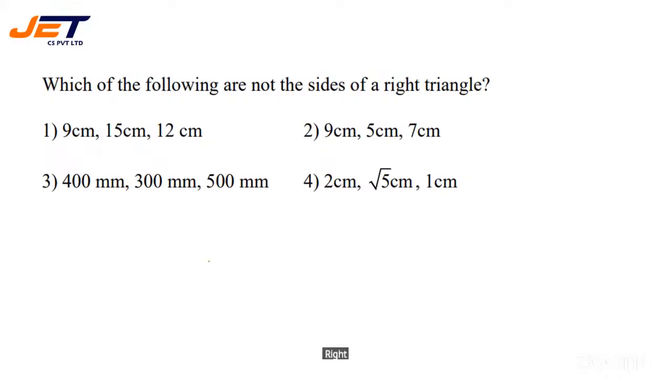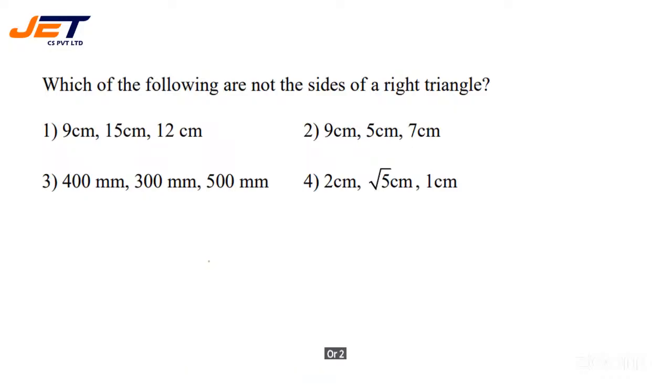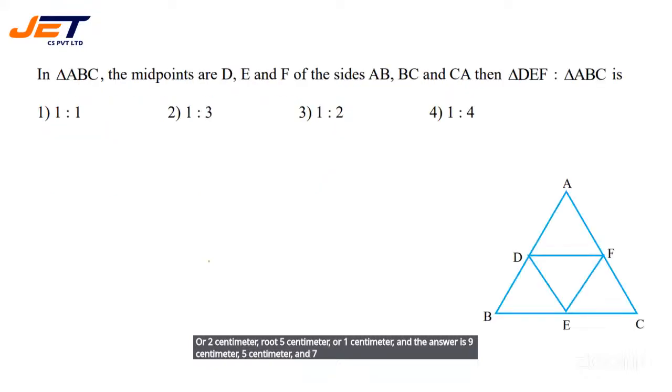Right. So you have four options: 9 centimeter, 15 centimeter, 12 centimeter; 9 centimeter, 5 centimeter, 7 centimeter; 400 millimeter, 300 millimeter, 500 millimeter; or 2 centimeter, root 5 centimeter, 1 centimeter. And the answer is 9 centimeter, 5 centimeter, and 7 centimeter.